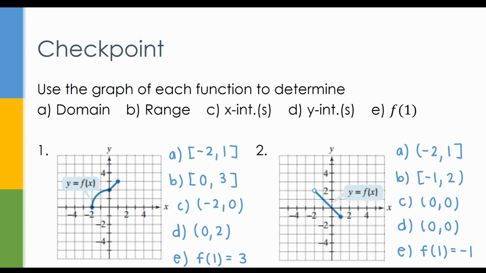Negative 2 is not included and 1 is, so we got parenthesis followed by a bracket. For my range, I go from negative 1 to 2, where negative 1 is included, so it's a bracket, and 2 is not, so it's a parenthesis. Both my x and y intercepts are at the origin, so 0, 0. And f of 1 looks like it's at negative 1.